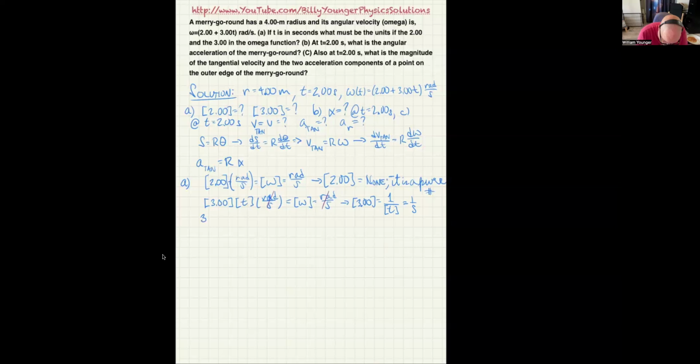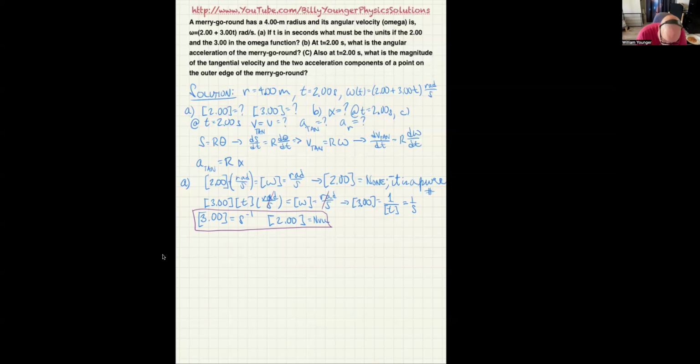I'll write it more succinctly here. 3.00's units are seconds to the negative 1 power, and the 2.00 has no units, it's just none. Anyways, let's go ahead and box that off. Now we're going to do part B. In part B, they want to know specifically what alpha is at t equal 2 seconds.